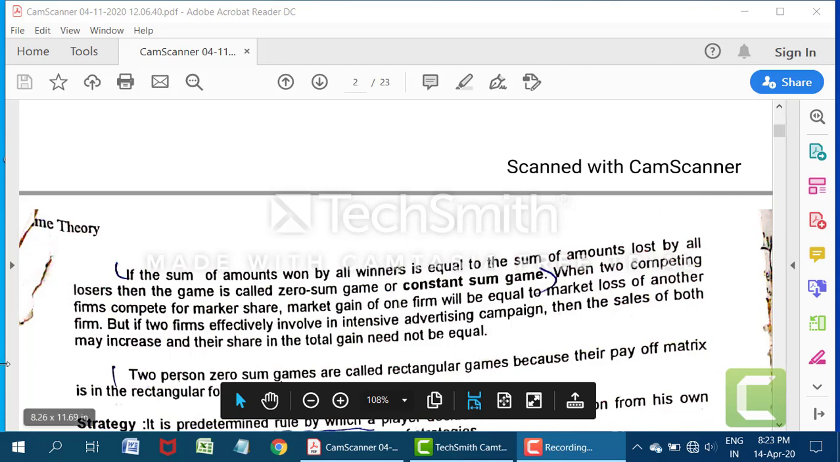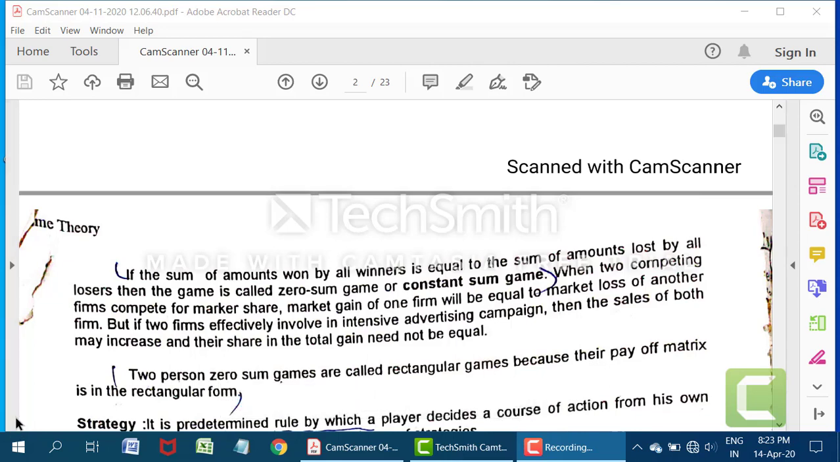When two competing firms compete for market share, the market gain of one firm will be equal to the market loss of another firm. But if two firms get involved in intensifying advertising campaigns, then the sales of both may increase and their share in the total gain need not be equal. So in all situations, the amount lost by one player is not equal to the amount gained by another player.